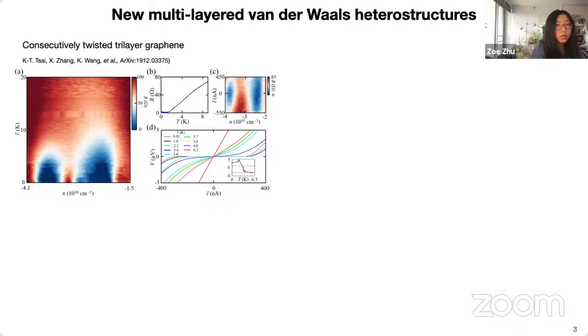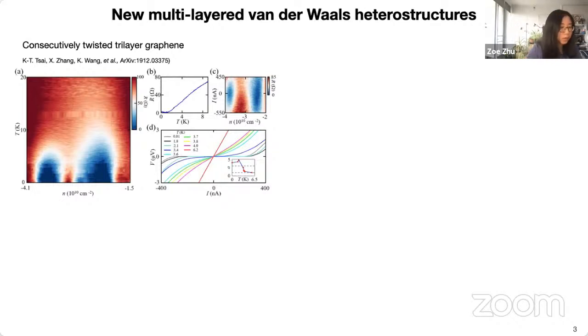So again, there are a lot of experimental interests in those multi-layered van der Waals heterostructures, and the first of which is the consecutively twisted trilayer graphene, which is also the focus of my earliest work. And in this system, this picture, which Tim also showed yesterday, Professor Ko-Wang's group from Minnesota observed correlated insulating states and superconducting-like states near the half filling of the moire of moire superlattice.